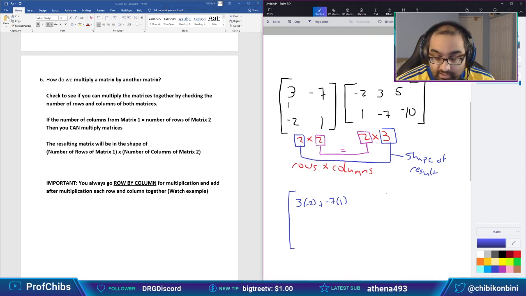Next, I'm going to have the first row, second column. So I'm going to have 3 times 3 plus -7 times -7. Again, first row, second column. Now I do first row, third column. So I have 3 times 5 plus -7 times -10.